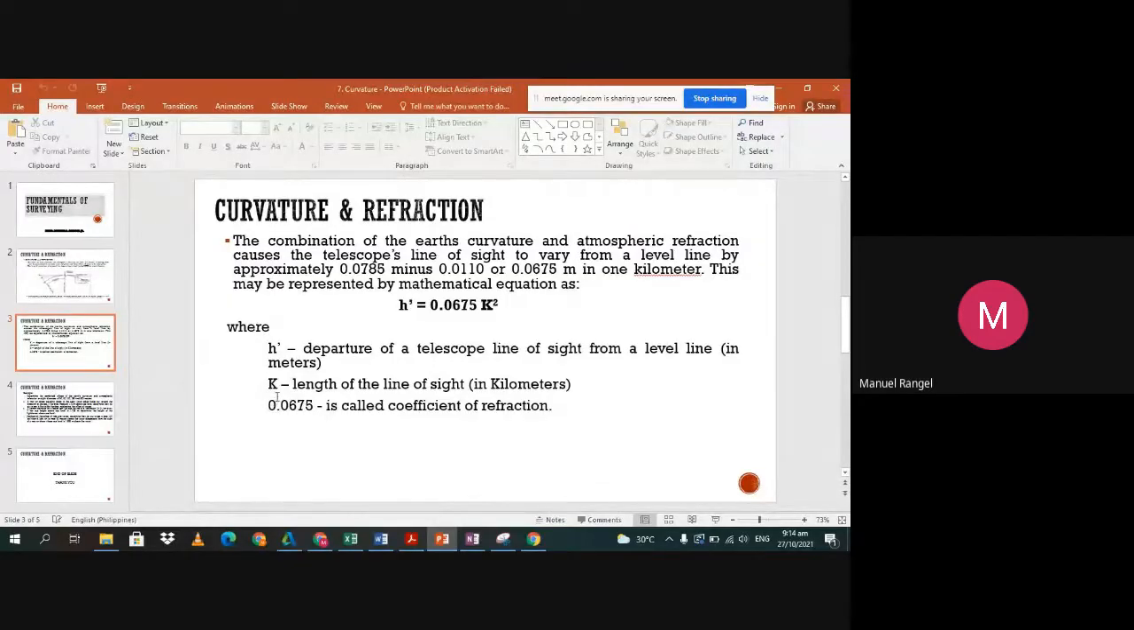So in dealing with curvature and refraction, we have the general formula. H prime is equal to 0.075 k squared, where the H prime is the departure of a telescope line of sight from a level line. So K is the length of the line of sight, and 0.0675 is called the coefficient of refraction.